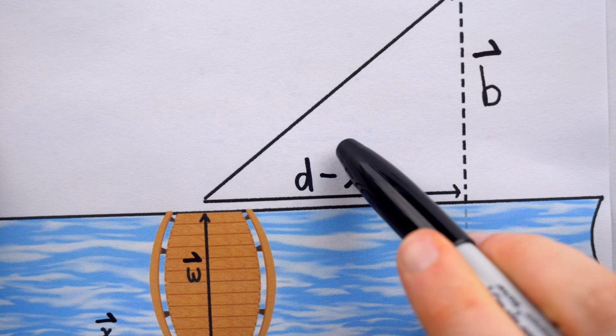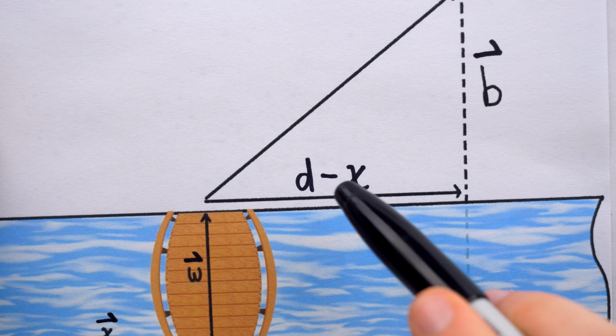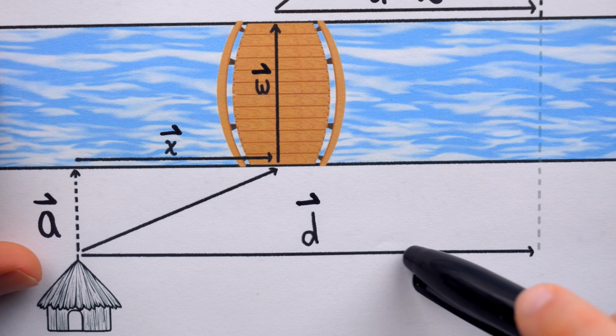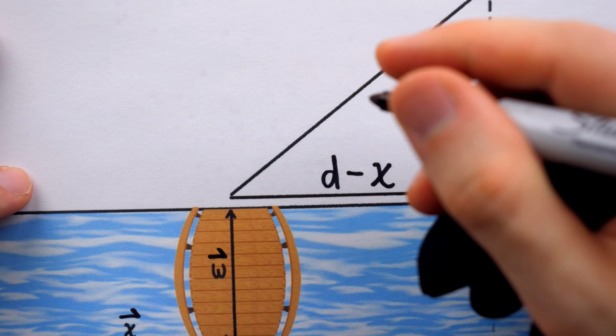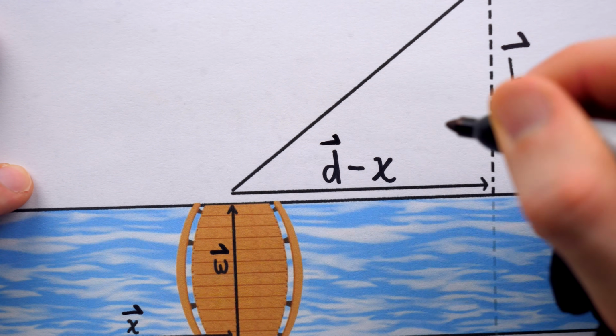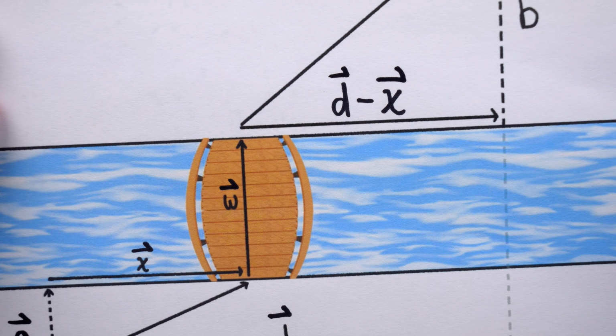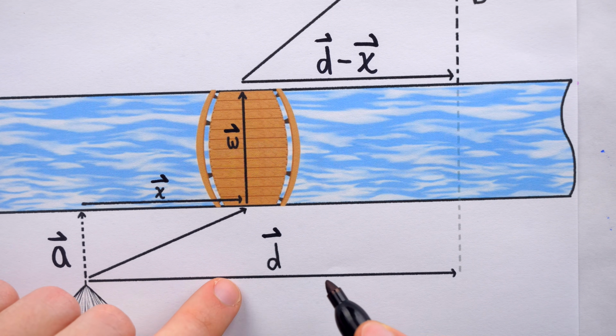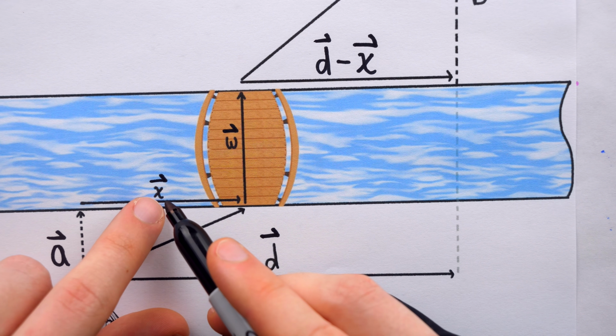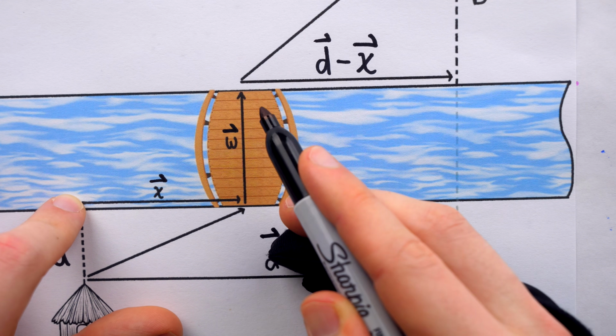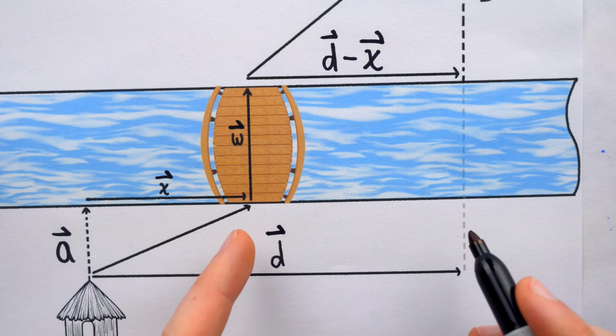This part here was previously labeled with its length d minus x, but now in fact we can accurately label it as the vector d minus the vector x. It's the vector that results when we take this vector d and subtract this vector x. We get this direction and this length.